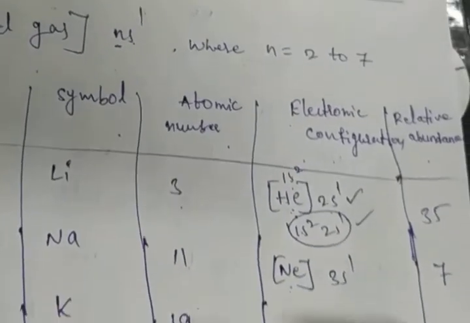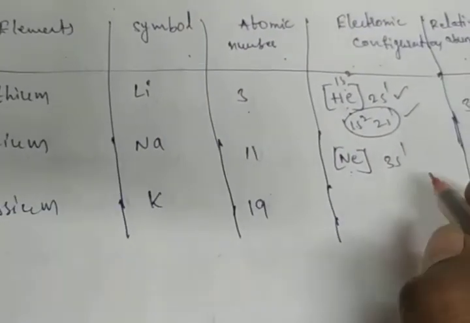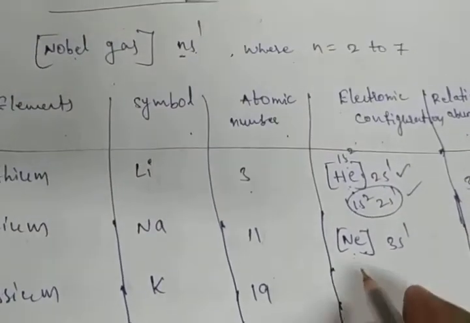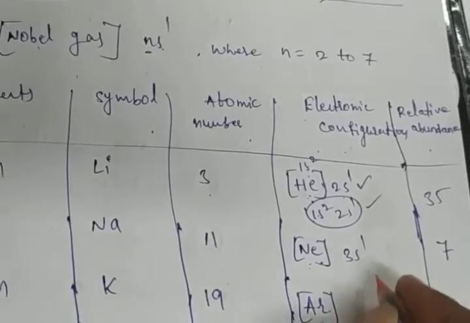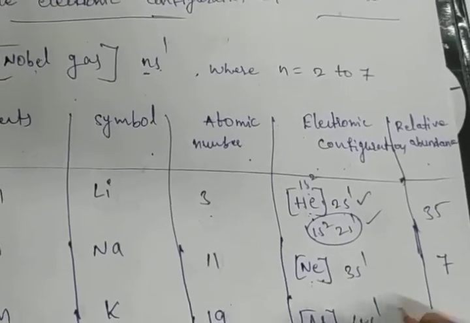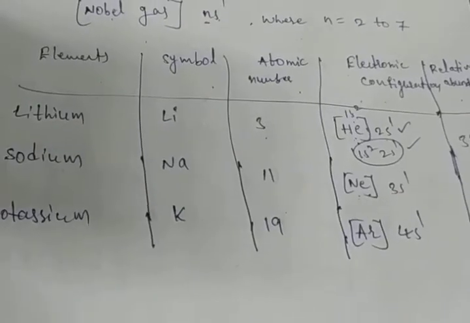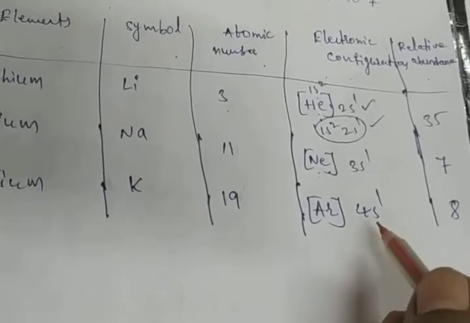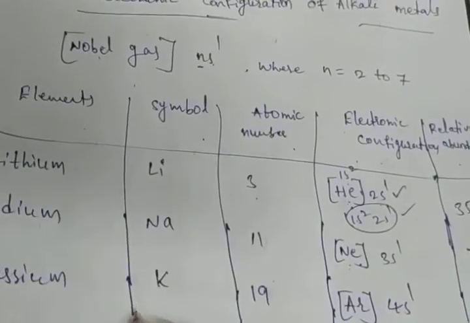Sorry, 19. When you are writing the electronic configuration with noble gas, 18. First helium, then neon, then argon. Argon 4s1. Relative abundance is 8. Here potassium has atomic number 19 and electronic configuration argon 4s1. Relative abundance is 8.